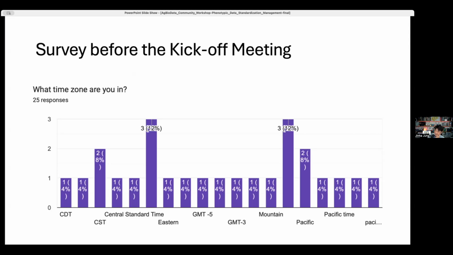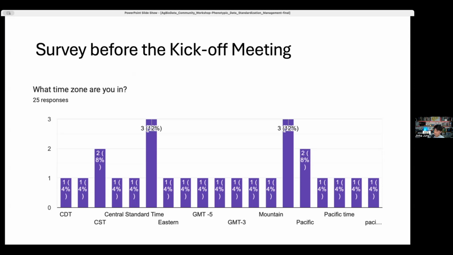We asked three questions. The first question was what time zone you are in. As you can see, most of them are US based, but you see GMT -5, -3, and so on. So we realized that the members interested in this group are from all over the world, so it's going to be very hard to find a time that meets everybody's needs.